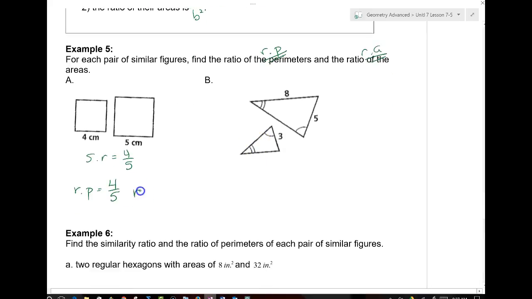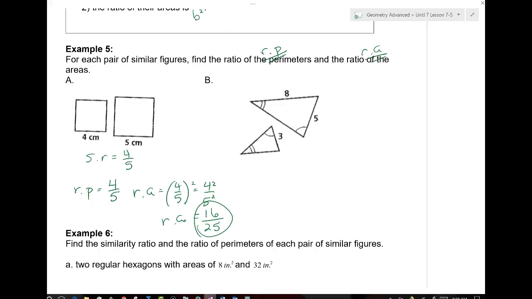Now, how am I going to get my ratio of area? What do I have to do? I have to square it. I have to go 4/5 squared. Now, you can rewrite that as 4 squared over 5 squared if you need to. All right, guys, what does that come out to? 4 squared over 25. There's your ratio of area. Easy schmeezy? Yeah, it's meant to be that nice. It really is. All right, next one.